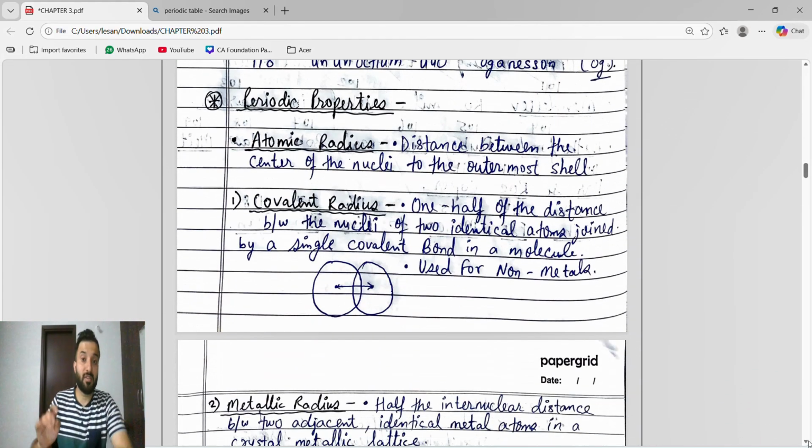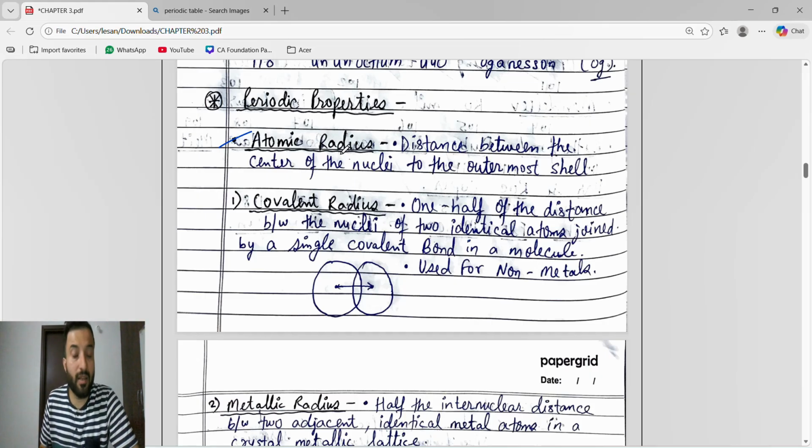Understand this, guys, this is very very important. Now we'll come to the periodic properties. The first periodic property we will see is atomic radius. We know what atomic radius is: the distance between the center of the nucleus and the outermost shell.